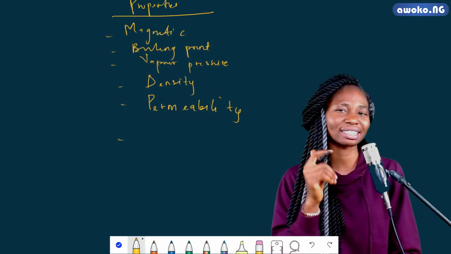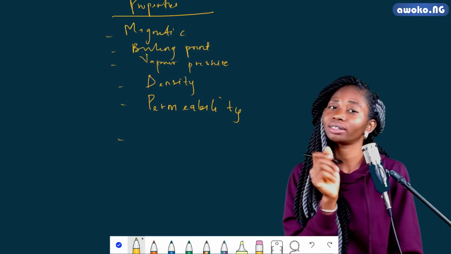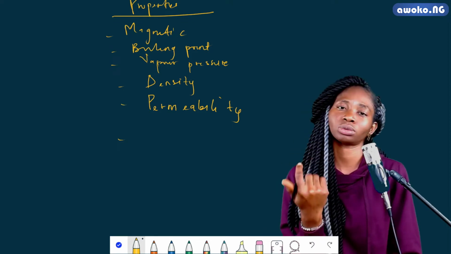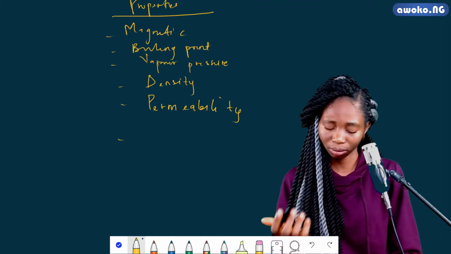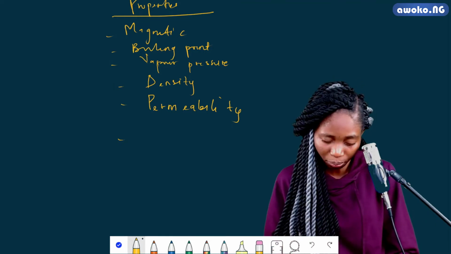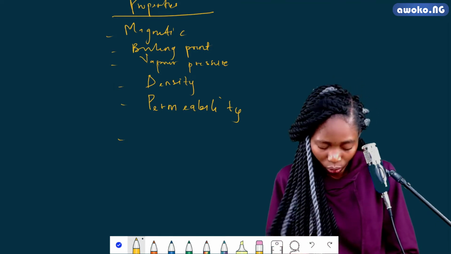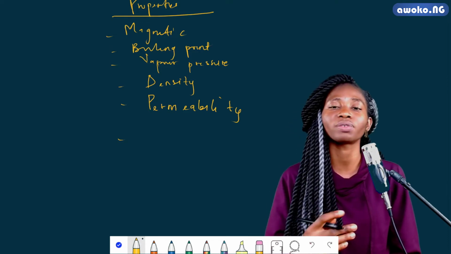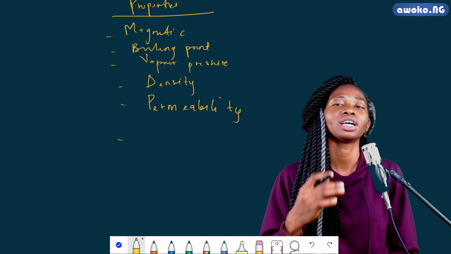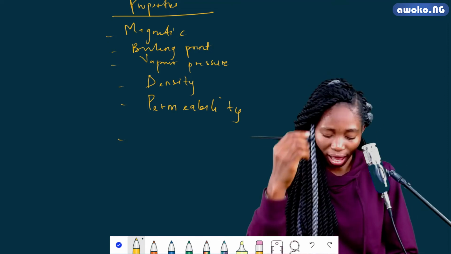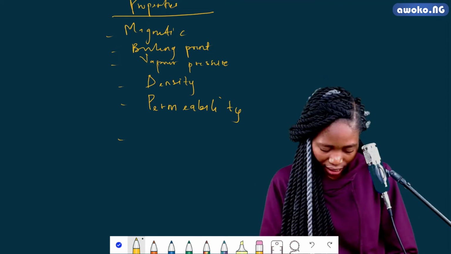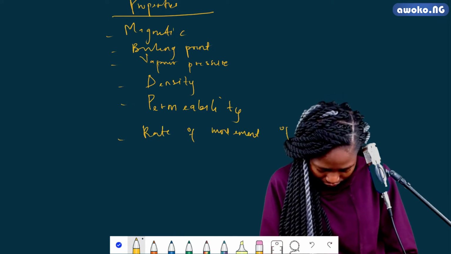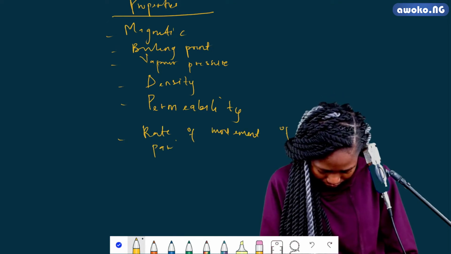A solid cannot easily pass through that material. Most times we have liquids or solutions passing through porous material. So permeability is one of the properties we would consider in using separation techniques. We also have the rate of movement of a particular substance along or across an absorbent material. So we say rate of movement of particles.